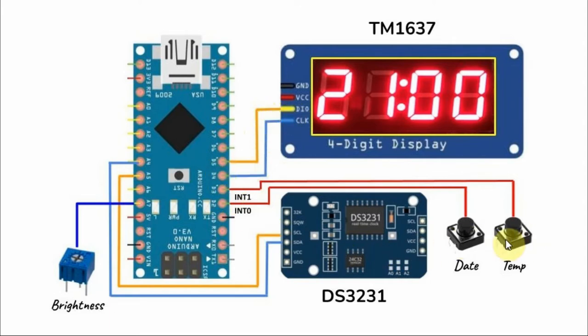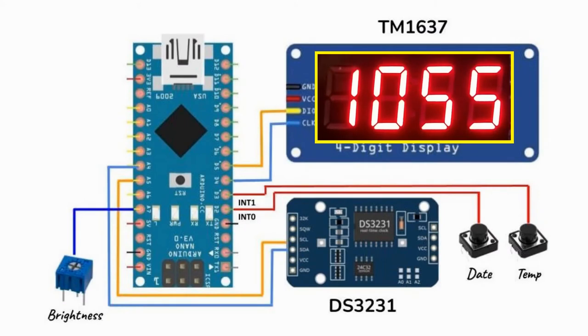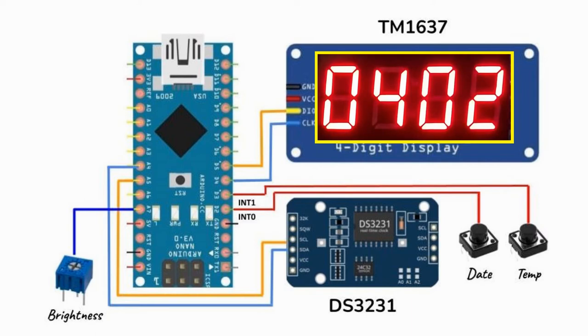We also have two push buttons connected to interrupt pins 0 and 1 of the Arduino. We have a 10K pot connected to analog line A7. On the TM1637 module, time is displayed in hours and minutes.